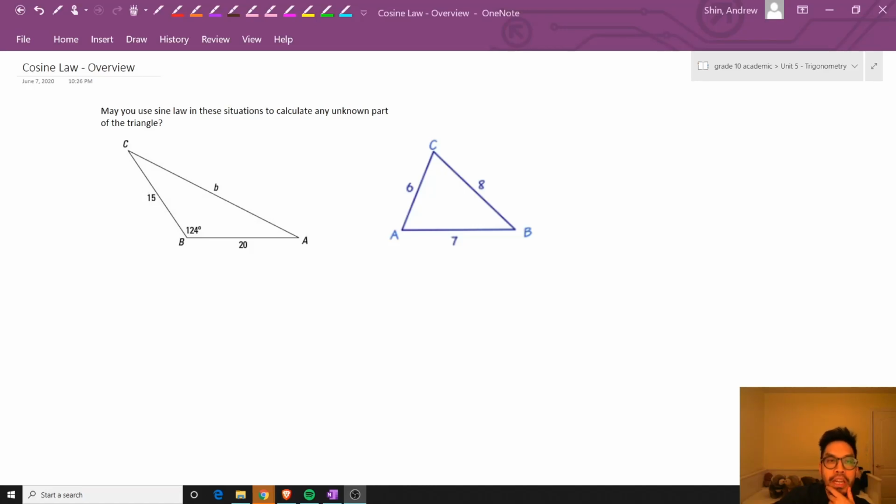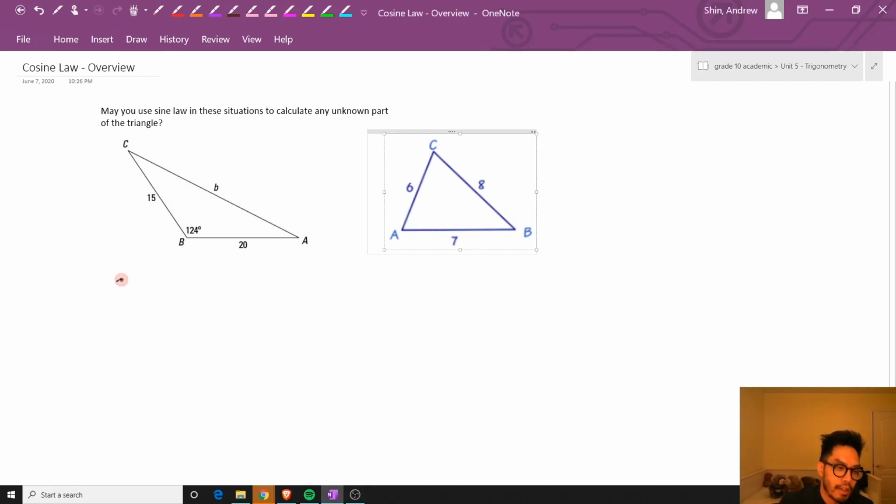Welcome to an overview, an introduction to the cosine law. So the question here states, may you use sine law in these situations to calculate any unknown part of the triangle? So we have to try to be able to use sine law here. So let's try that out.